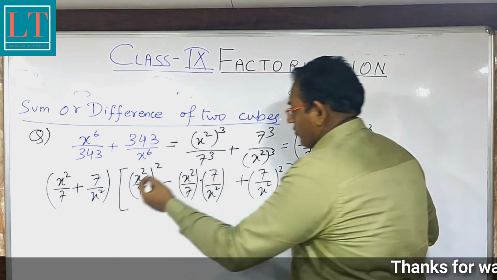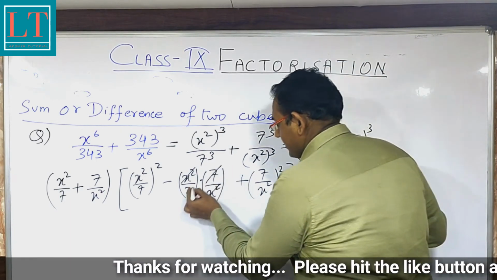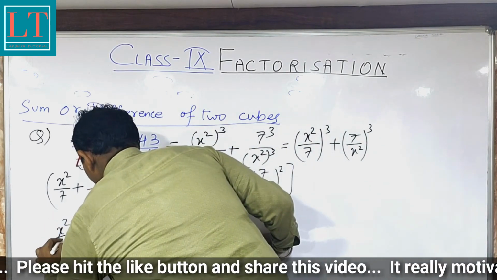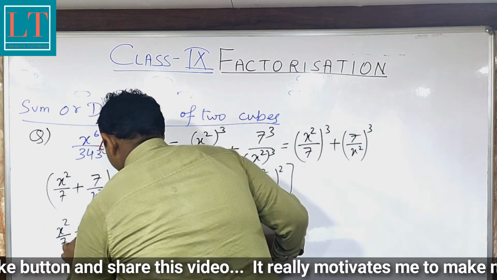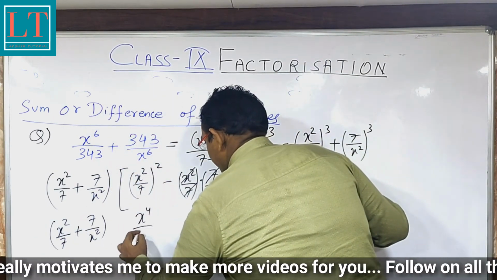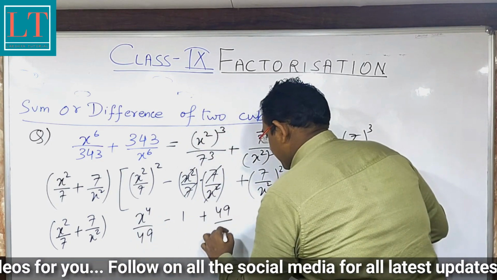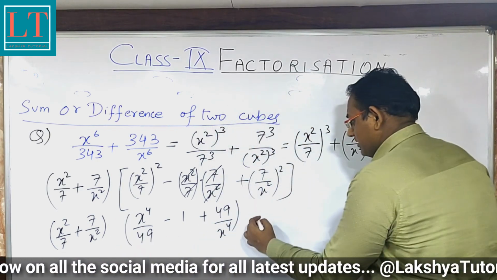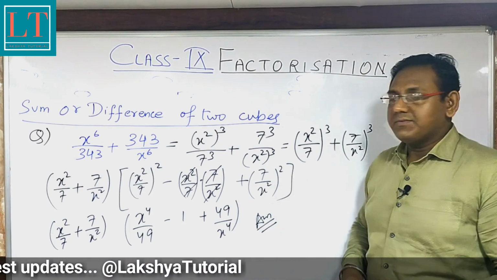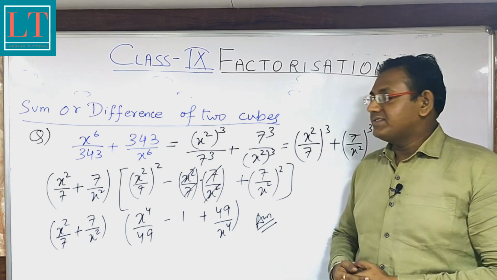Before going to the next step, we can see that x square and x square can be cancelled, and similarly 7 and 7 can be cancelled. So the term x square by 7 plus 7 by x square remains as it is, and the other one becomes x to the power 4 by 49 minus 1 plus 49 by x to the power 4. So we got this as the answer. I hope you understood this question well. The previous example was a cube minus b cube. This example is a cube plus b cube.